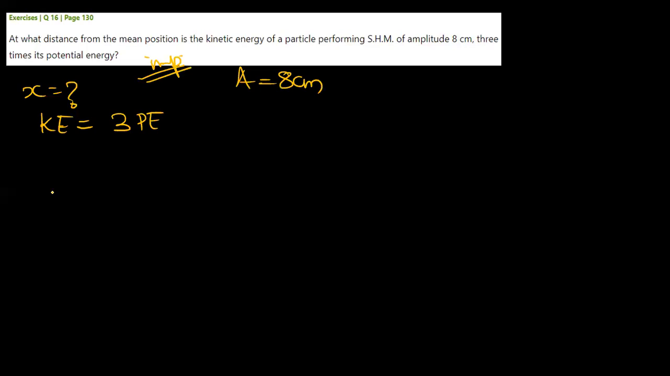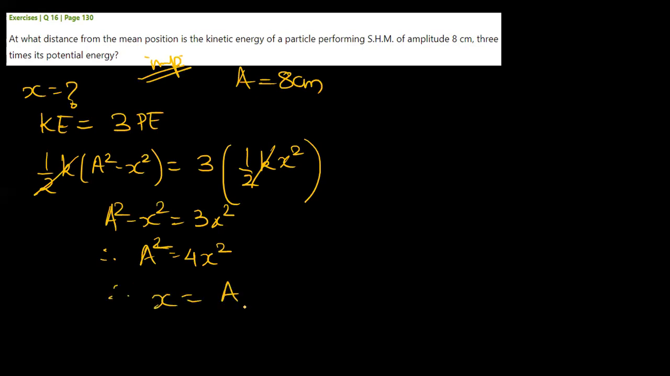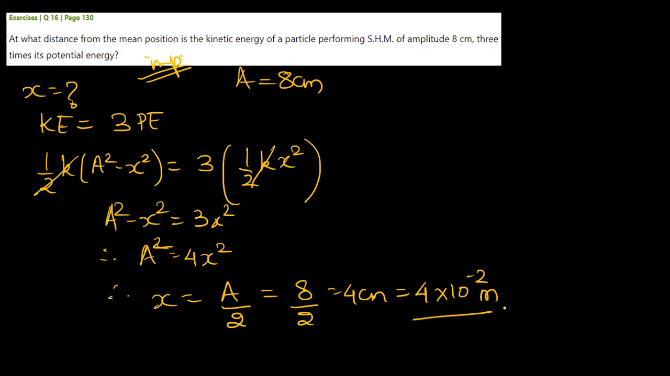So kinetic energy formula, half k into a square minus x square, equal to 3 into potential energy, half k x square. So I can cancel half k from both sides. I get a square minus x square equal to 3x square. Taking x square together, I get a square equal to 4x square. Therefore, taking square root, x equal to a by 2. A is 8, so 8 upon 2, that is 4 centimeter, or 4 into 10 raised to minus 2 meter. Many times these types of sums are repeated in board exam.